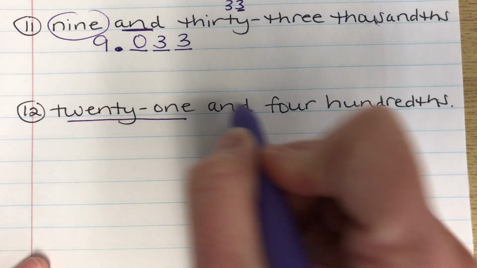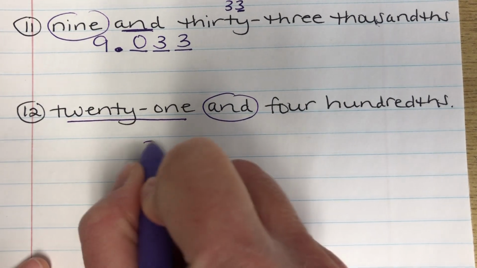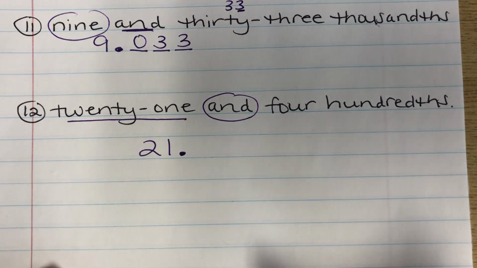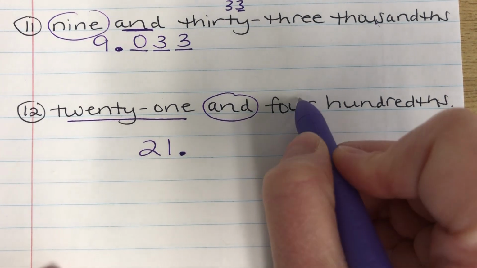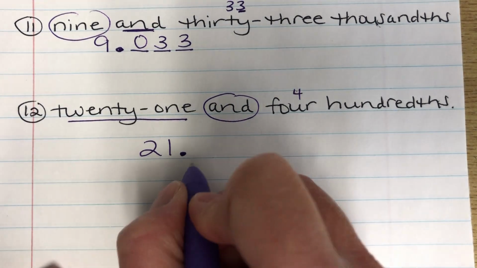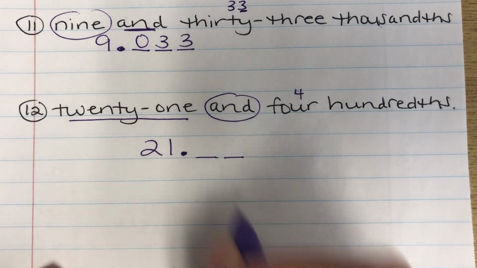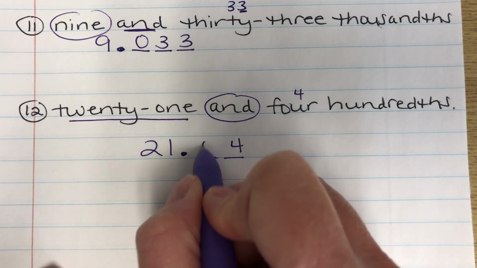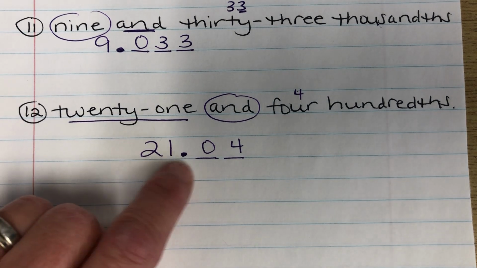Okay, I see 21 and, so I'm going to write the number 21 with a decimal point after it because and, that's it. That's what that means. And then this says 4 hundredths. That means I need the number 4 to be in the hundredths place, which is 2 to the right of the decimal point. So the 4 would need to go there, and I can't just have this empty. I need to put a 0 there, so 21 and 4 hundredths.